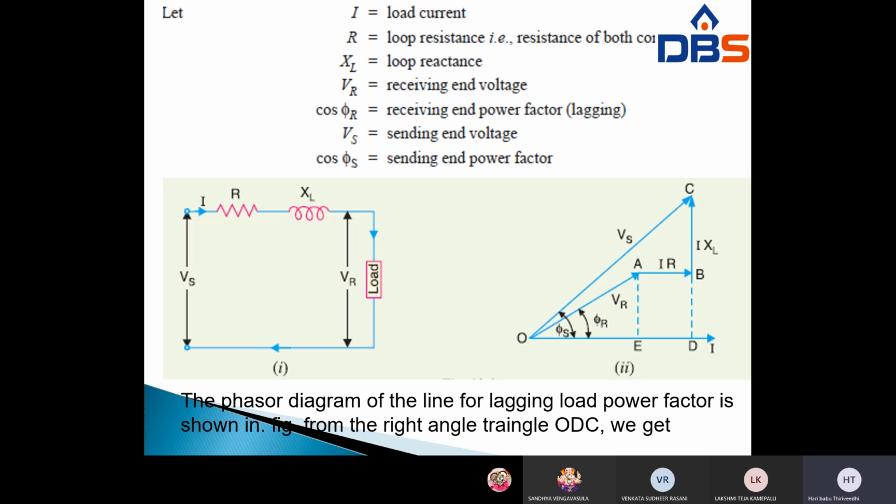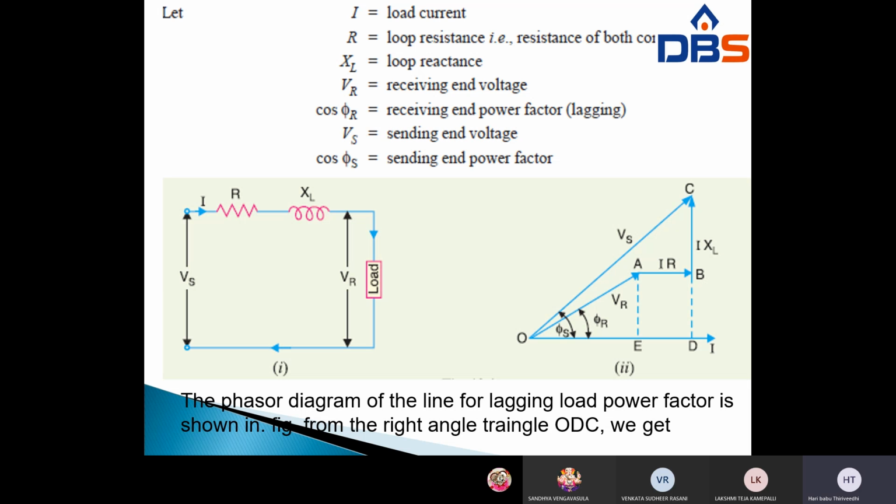Suppose they are asking the question, explain the performance of short transmission line, then you have to write like this only. This diagram, this phasor diagram, the formula for efficiency, and the formula for voltage regulation. That's enough, right? There is no capacitance here for a short transmission line. Why? Because the distance is low and the voltage is low. That's why capacitance is neglected.